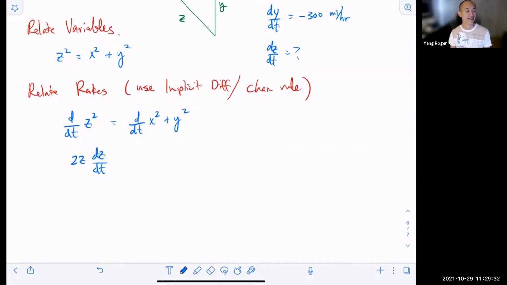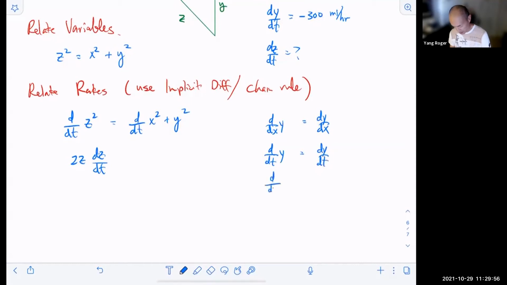And then you correctly used the chain rule. That's why I call it implicit differentiation, right? In the past, when we took the derivative with respect to x of y, you get dy dx. If you took the derivative with respect to t of y, you would get dy dt, right? If you differentiate z with respect to t, that means you get dz dt, right?